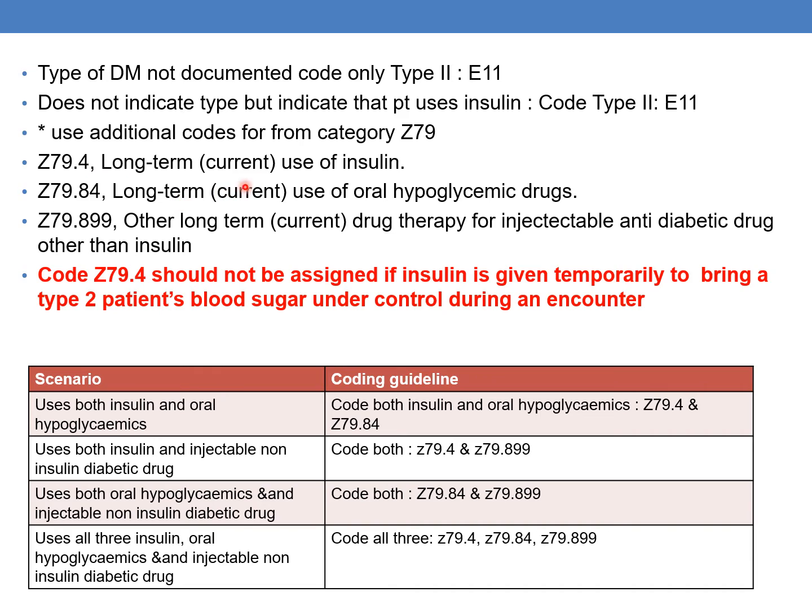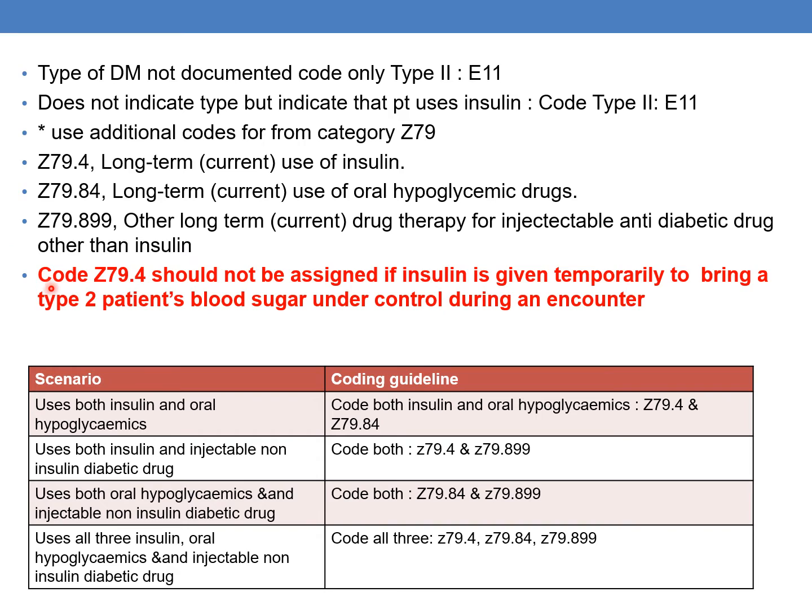Z79.4 for long-term current use of insulin, Z79.84 for long-term current use of oral hypoglycemic drugs, and Z79.899 for other long-term current drug therapy for injectable anti-diabetic drug, that is, an injectable anti-diabetic drug other than insulin. For reporting an injectable anti-diabetic drug other than insulin, you have to use the additional code Z79.899.